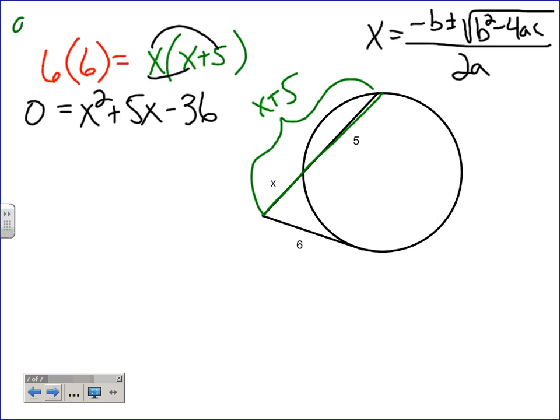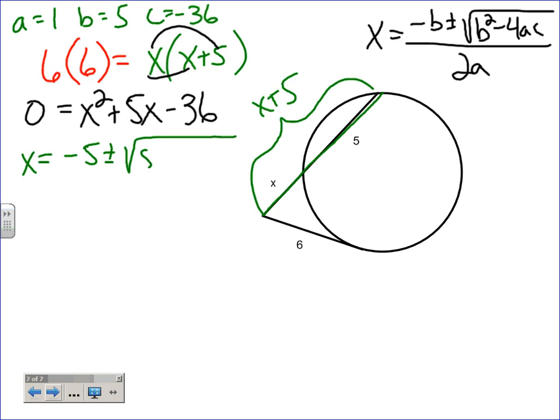So in this problem, I'll write a, b, and c up here just so I have enough room to finish. What is a in this setup? 1. B is 5. C is negative 36. Here we go. X equals. It says to take the opposite of b. Well, b is 5. So the opposite of that is negative 5. Take b and square it. That's 5 squared minus 4 times a times c, all divided by 2a.